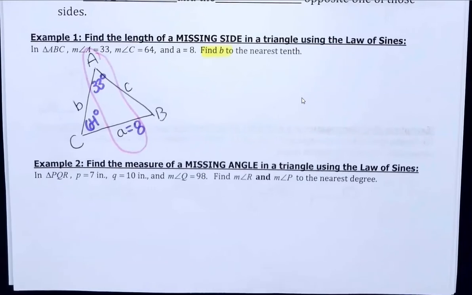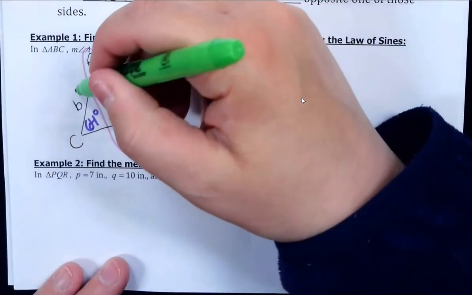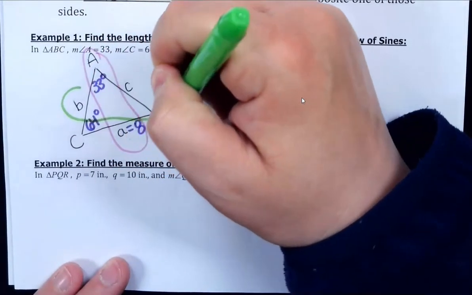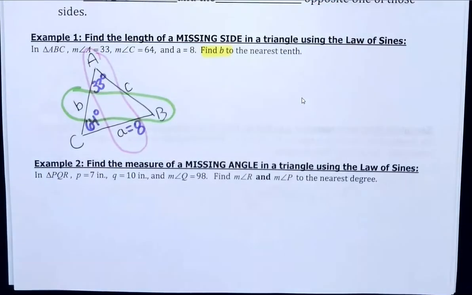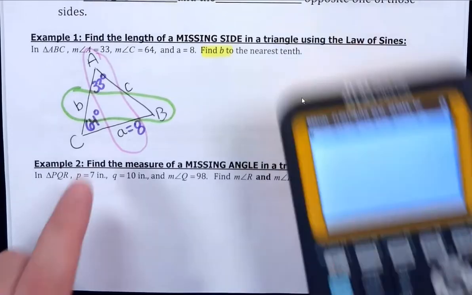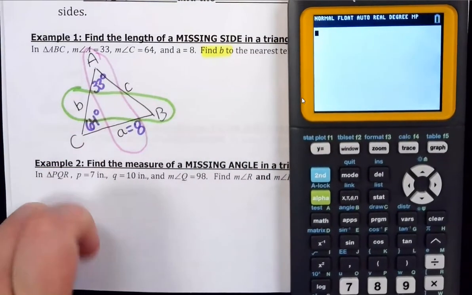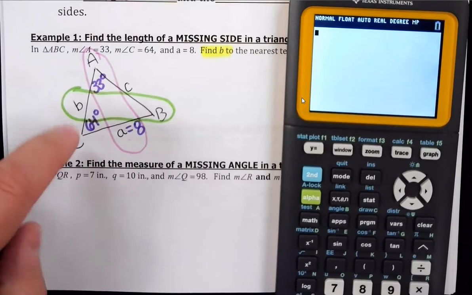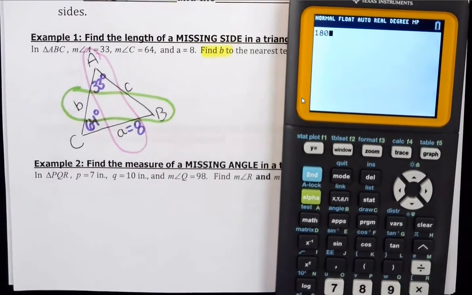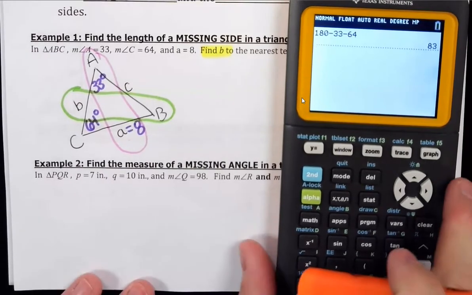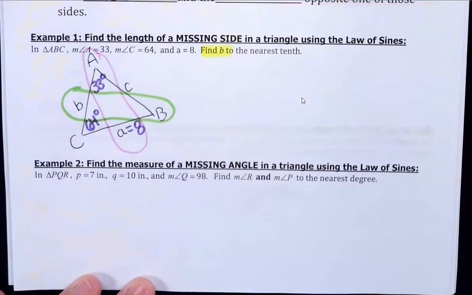here. So what I really need is side B with angle B. Now, if you guys remember from geometry, if you have a triangle, the inside angles of a triangle have to add up to 180. So I know two of the angles. So if I just do 180 minus 33 minus 64, the leftover has to be angle B. So they didn't give it to me in the directions, but I have enough information to figure that out. So angle B is going to be 83.